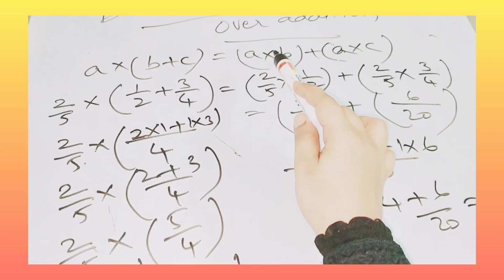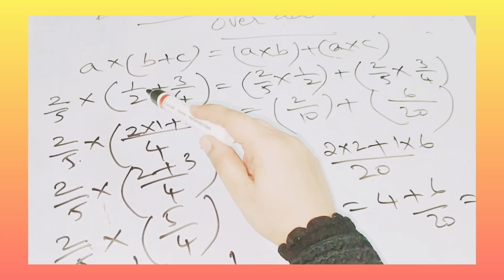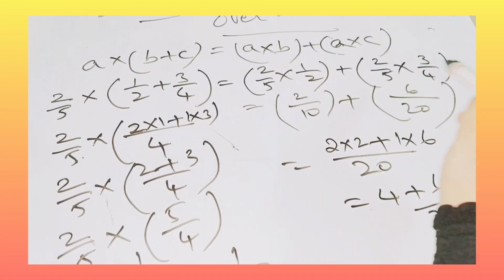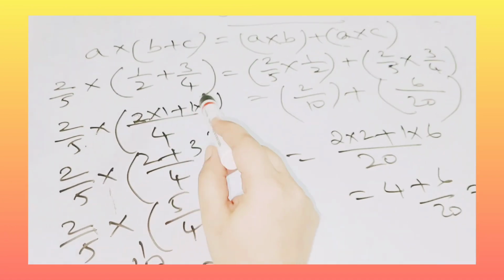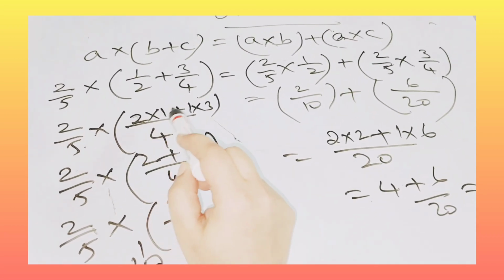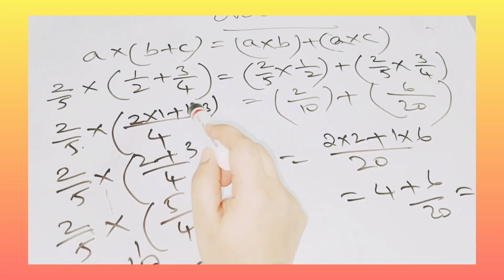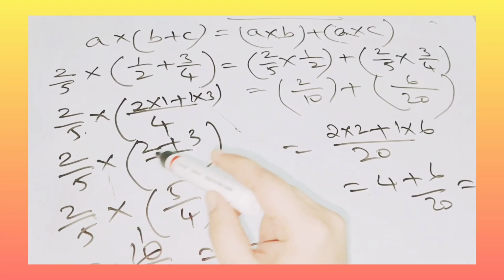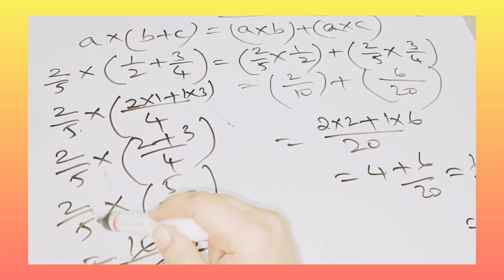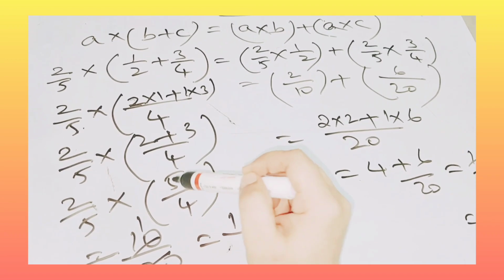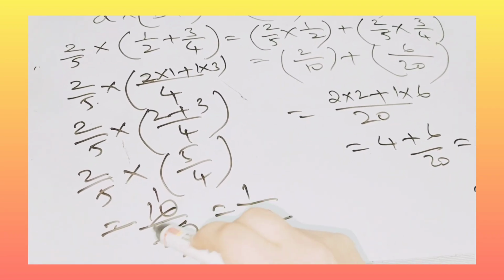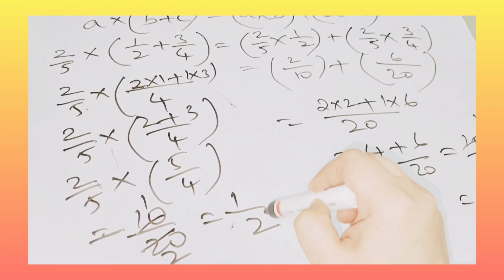Again a into b, what is a? A is 2 by 5 into 1 by 2. Again what is a? A is 2 by 5 into 3 by 4. C is 3 by 4. 2 by 5 into, the LCM is 4 here. How many times does 4 go in 2? It goes 2 times, so 2 into 1, plus how many times does 4 go in 4? 1 time, so 1 into 3. 2 by 5 into 2 ones are 2 plus 3 ones are 3, by 4. 2 by 5 into 3 plus 2 is 5 by 4. 2 fives are 10, by 5 fours are 20. 10 ones are 10, 2 tens are 20. Answer is 1 by 2.